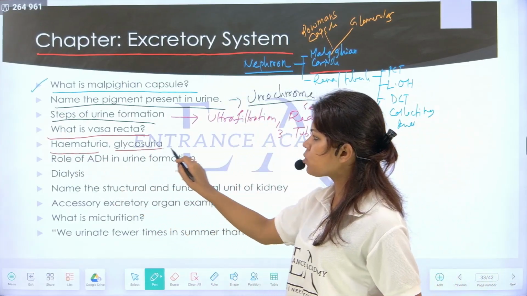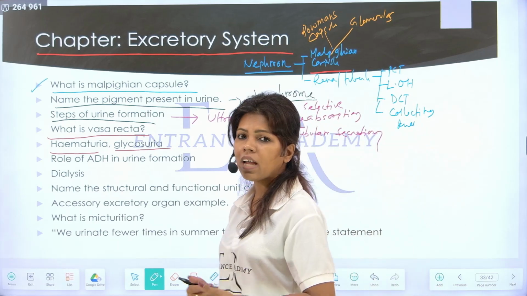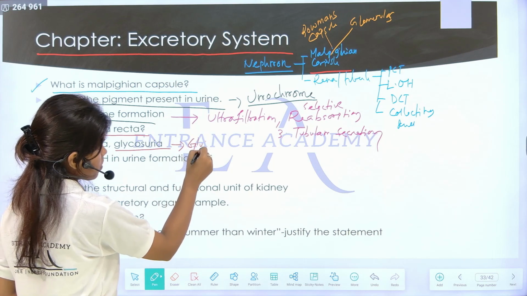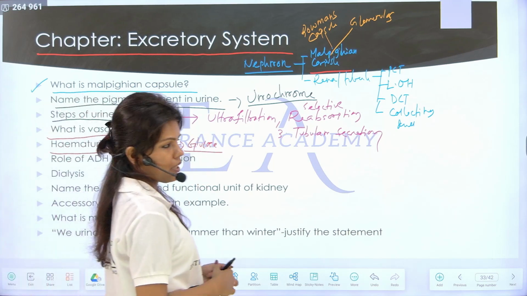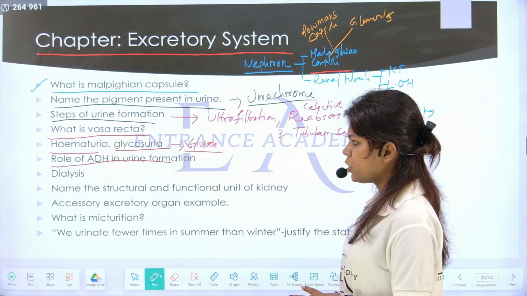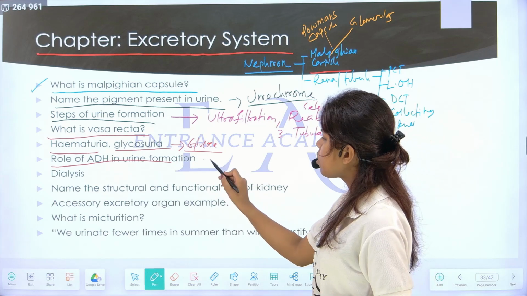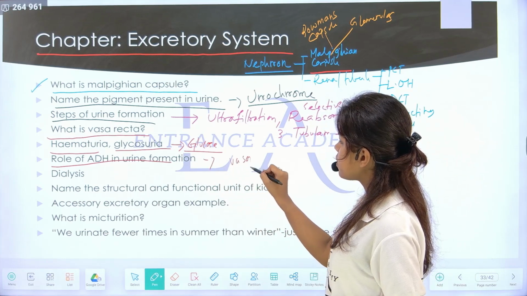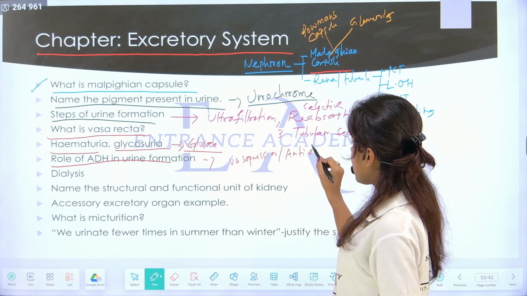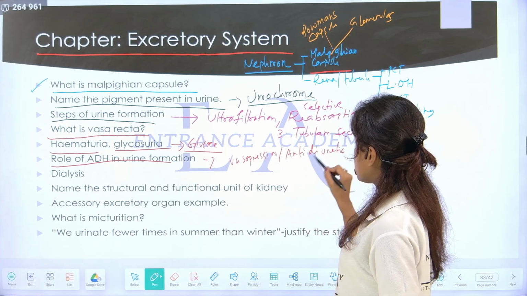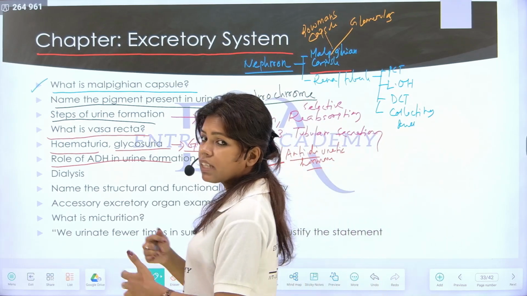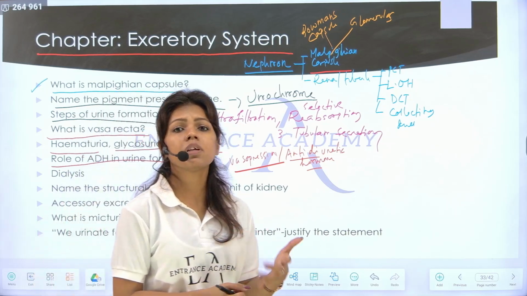Hematuria and glycosuria. Hematuria is the presence of blood in urine, and glycosuria is the presence of glucose or sugar in urine. Next question, role of ADH in urine formation. ADH is an important hormone known as vasopressin or antidiuretic hormone. This ADH or vasopressin helps in the absorption of water molecules during urine formation.